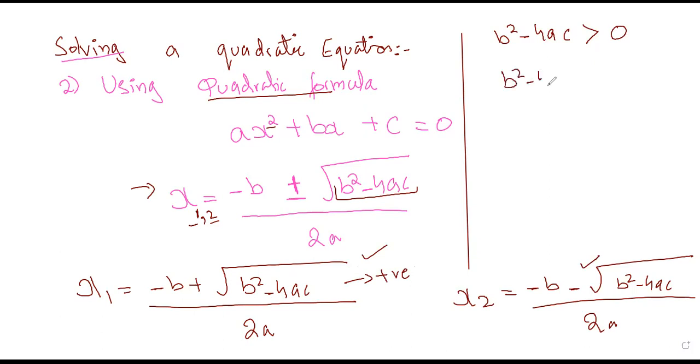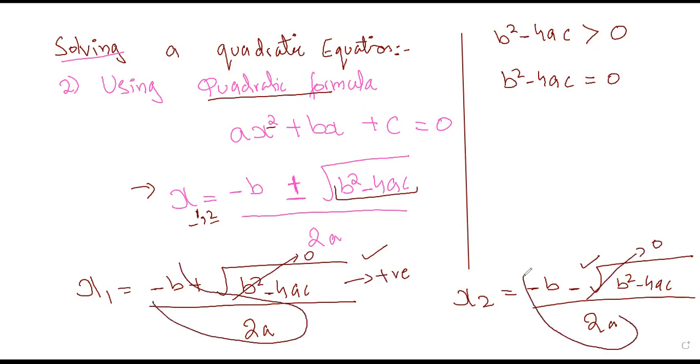But if b square minus 4ac is equal to 0, then obviously we have minus b over 2a in x1 and minus b over 2a in x2. This means that we will get the same roots. This means we will get repeated roots, right? x1 and x2 are the same.